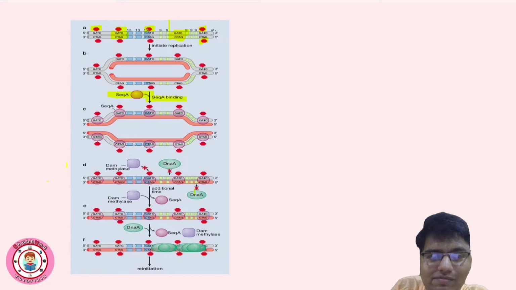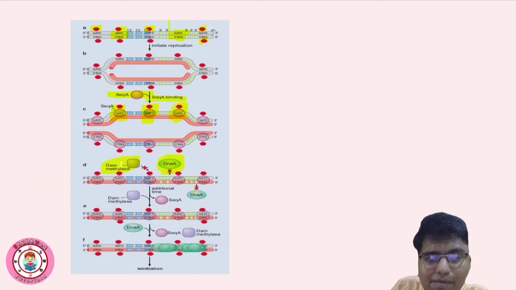So we can see from this picture, SeqA is binding to this GATC sequence, which is hemimethylated. This represents the hemimethylation state, right? So this will inhibit these enzymes. As I said, DNA replication initiation is inhibited. This is DnaA. It will not be able to bind the DNA when SeqA is attached to it, because it is in the hemimethylated state. So DnaA cannot bind here.